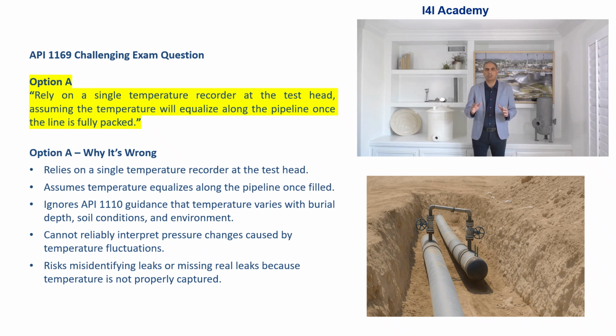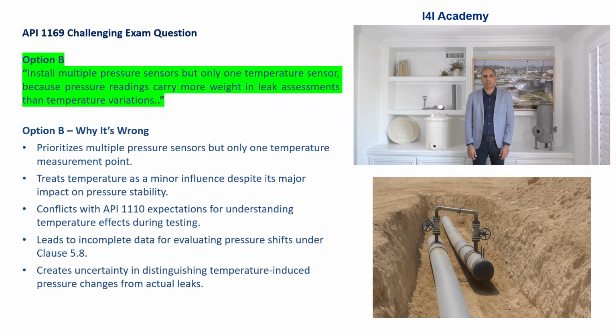Temperature variations directly influence pressure behavior. So if you only measure temperature at one point, you're essentially guessing. That guesswork can lead to thinking there's a leak when there isn't, or missing a leak that actually exists. For that reason, depending on one temperature reading contradicts the very principles described in Clause 4.4 of API 1110. Why option B is wrong.